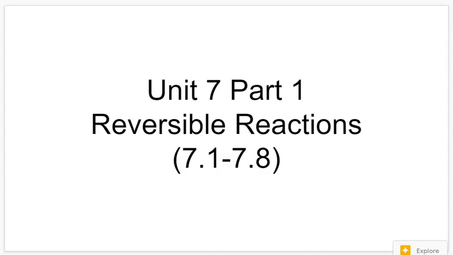Hello, AP Chemistry students. We're now on Unit 7, Part 1 on reversible reactions. And this is going to cover sections 7.1 through 7.8. So Unit 7 is all about chemical equilibrium, which is a concept you probably haven't learned about in prior chemistry classes. So we're going to go over all of the basics.